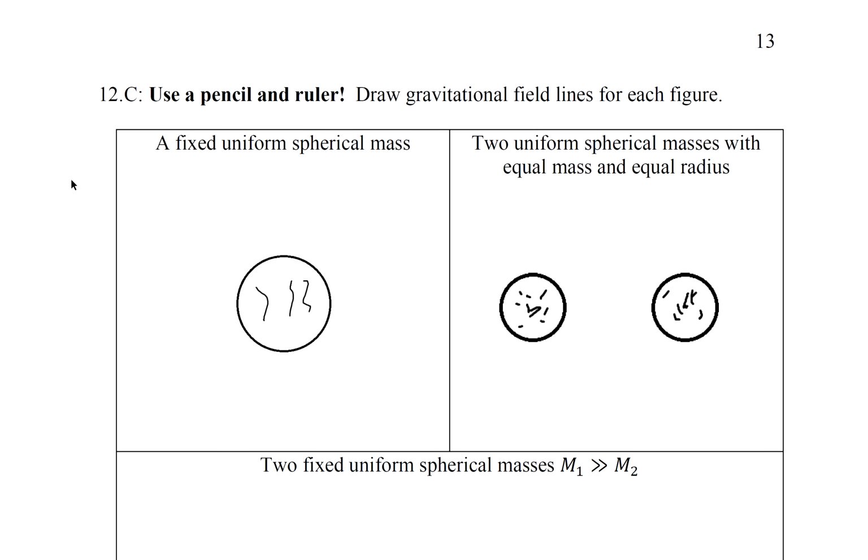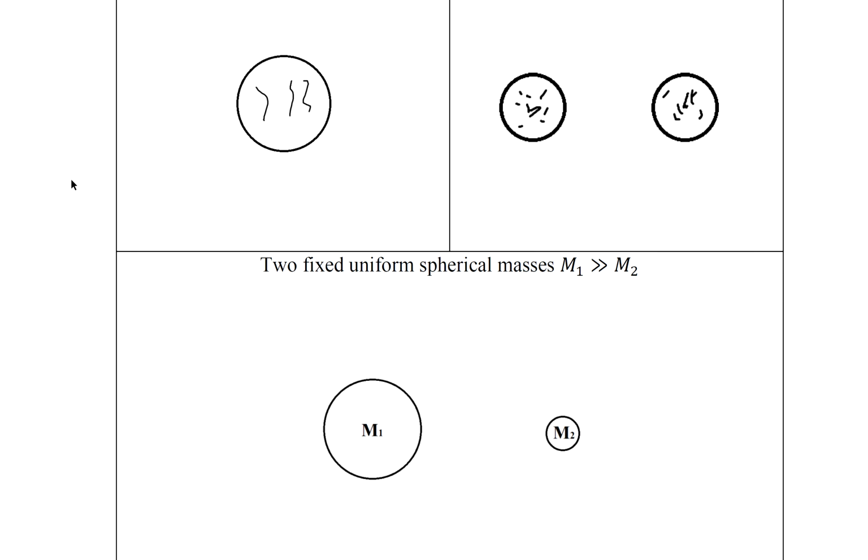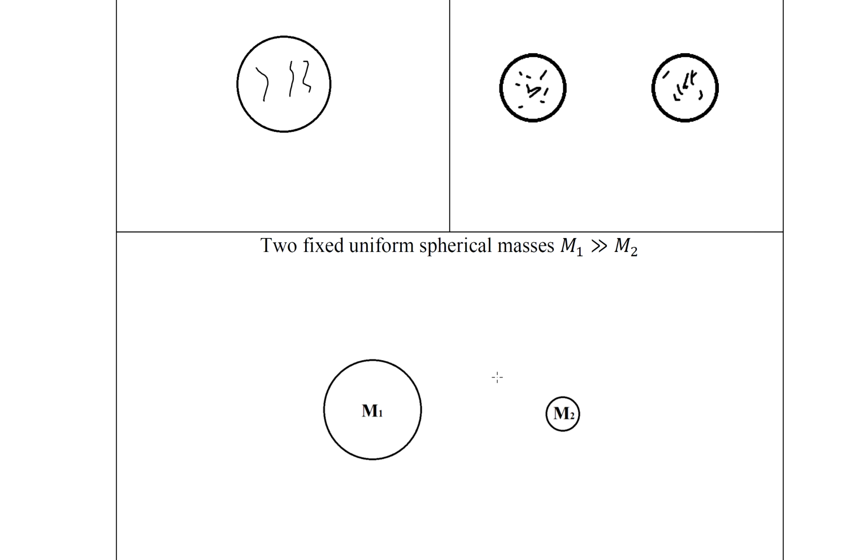Question 12, use a pencil and ruler, draw gravitational field lines for each figure. The image on the top left is a fixed uniform spherical mass. The image on the top right is two uniform spherical masses with equal mass and equal radius. And finally, we have two fixed uniform spherical masses where M1 has a much greater mass than M2.